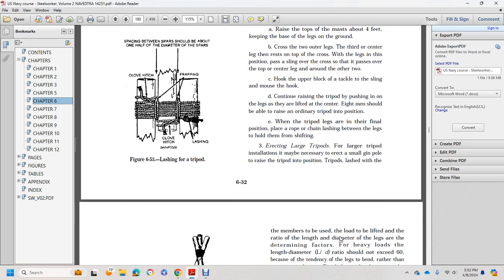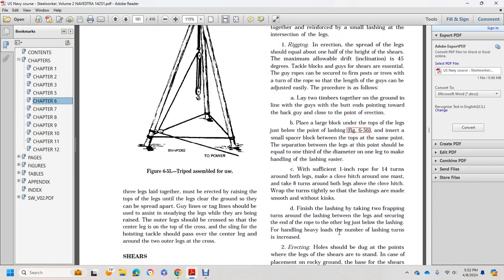In erecting large tripods, it may be necessary to use a small gin pole to raise the tripod into position. The three legs laid together must be erected. Raise the top of the legs clear of the ground so they can be spread with the guidelines. The tag line should be used to steady the legs while they are being raised. The other outer legs cross with the center leg, with the top cross sling for the hoisting tackle placed over the center of the leg and around the two outer legs of the cross.